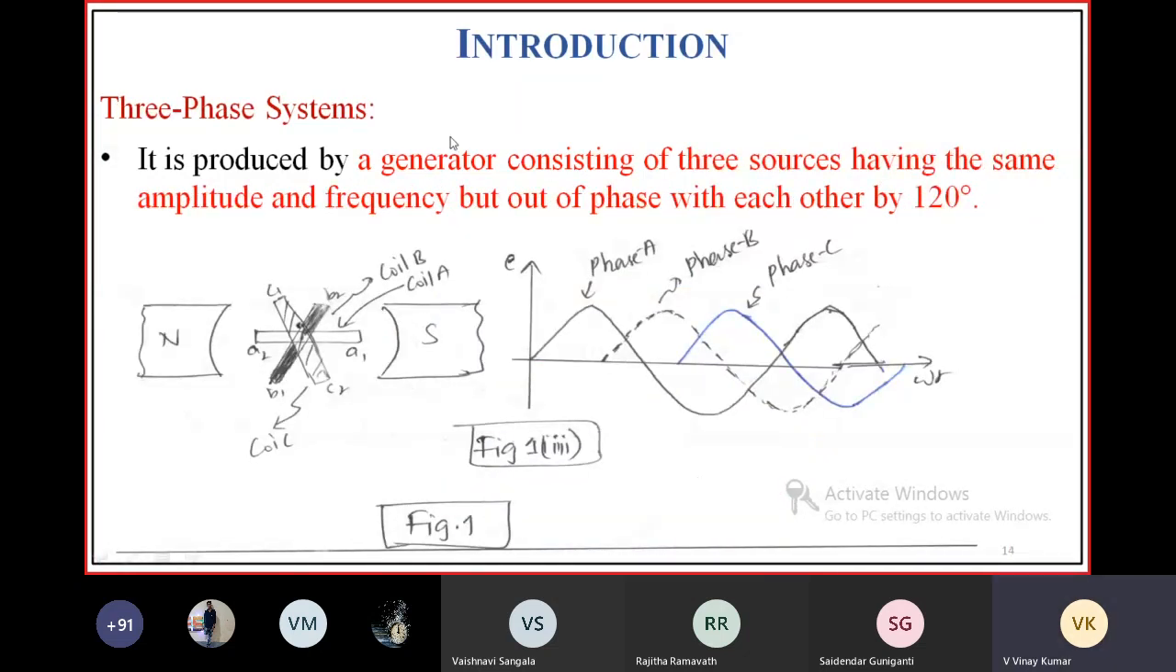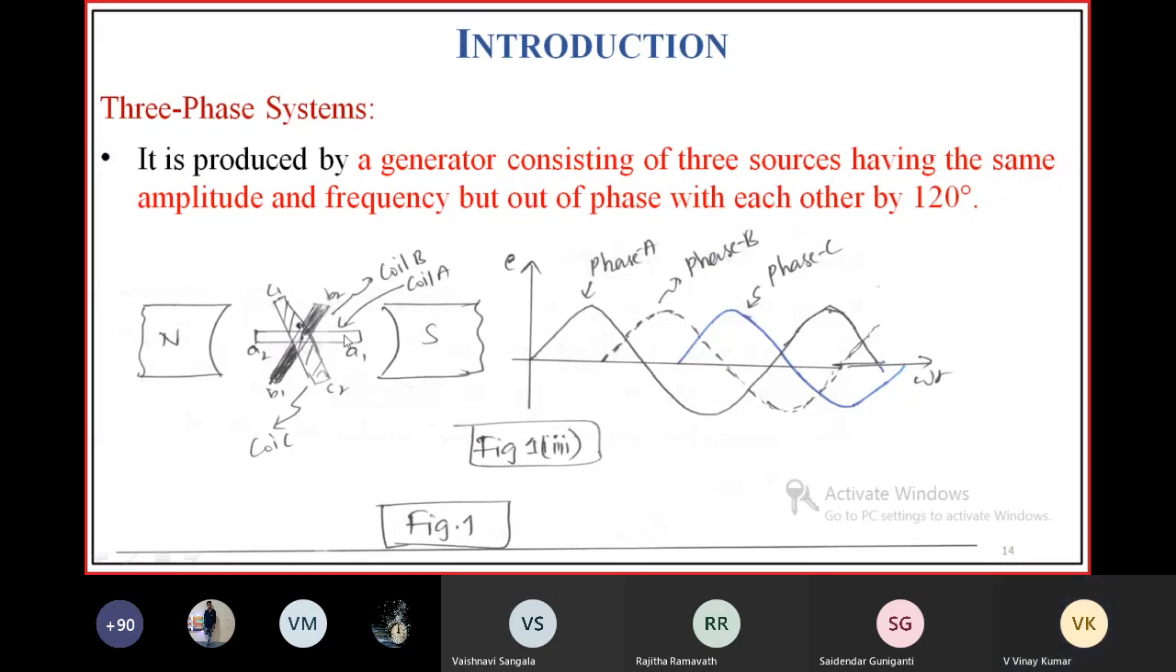Now, coming to the three-phase system. A three-phase generator will produce a three-phase system. Actually, we generate three-phase voltage. As it is a three-phase system, we are going to have three coils, three armature windings.